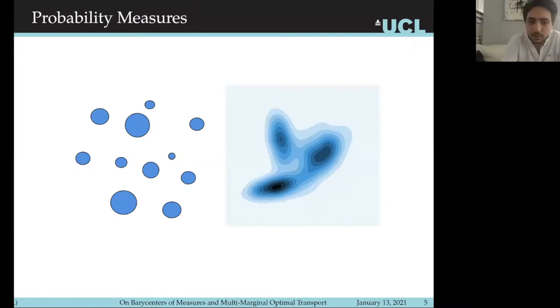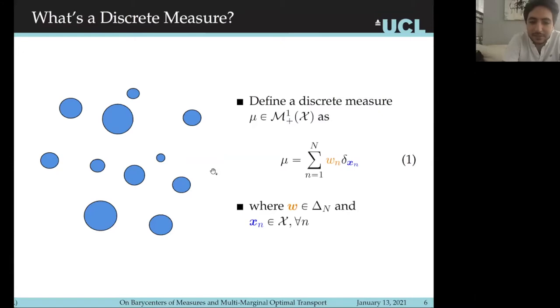The objects we study today are probability measures. We study both discrete and continuous probability measures. I'll start with describing the one on the left, the discrete measures. Very intuitively, a discrete measure is basically a set of points in some metric space with some weights assigned to them. Here we are on R2, the two-dimensional space.